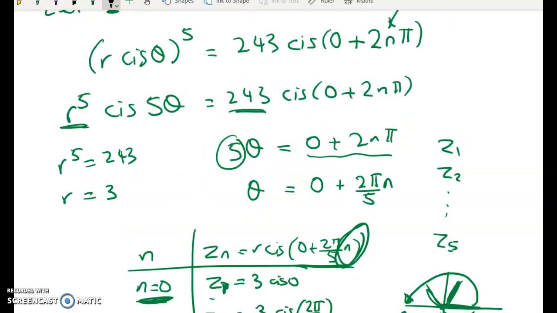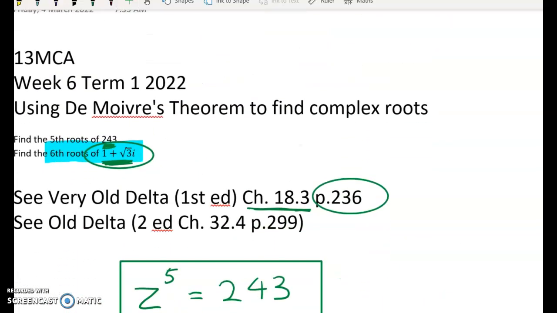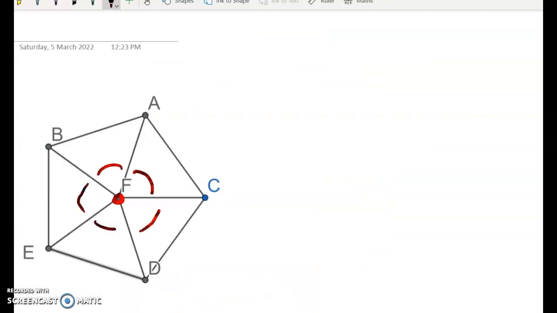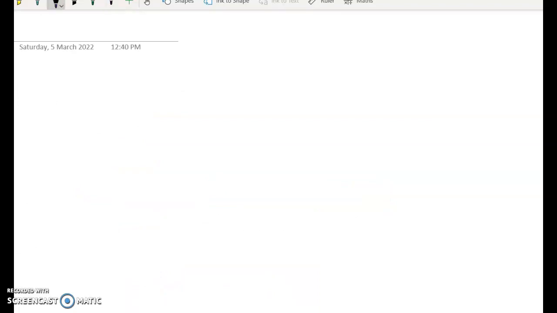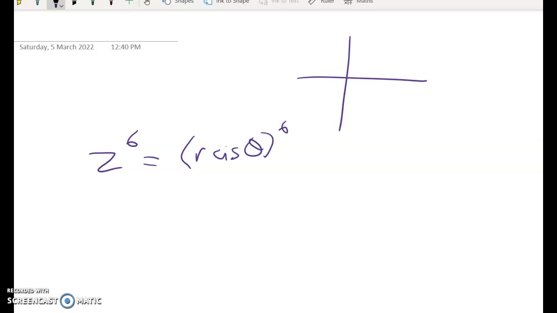using special triangles. So the second question in here that I want you to try is the 6th roots of 1 plus 3i. I'm going to do that quickly now. Okay, so we start with z to the power of 6 is equal to r cis theta to the power of 6, but I need to figure out what this complex number is.